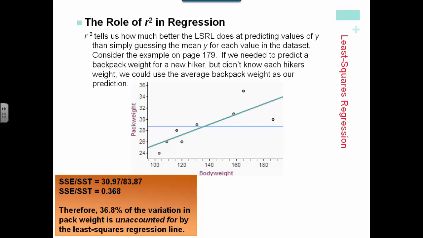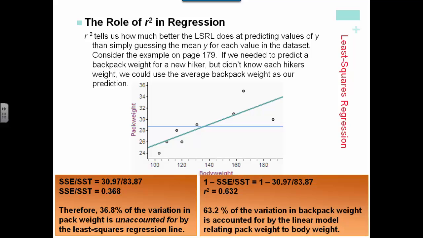If we divide those, we get 0.368, or 36.8% of the variation in backpack weight is unaccounted for by the least squares regression line. And 63.2% of the variation is accounted for by the linear model relating backpack weight to body weight.